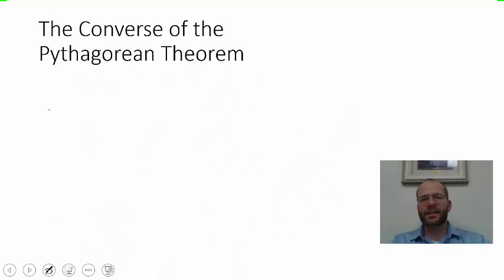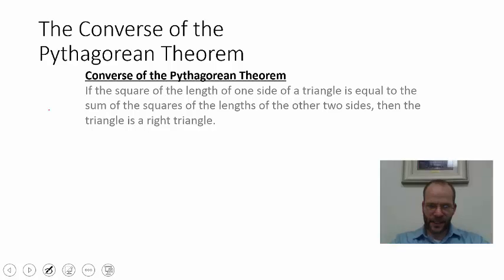The last thing we need to look at is called the converse of the Pythagorean theorem. And the converse of the Pythagorean theorem helps us answer the question, are we looking at a right triangle? The converse says that if the square of the length of one side of a triangle is equal to the sum of the squares of the lengths of the other two sides, then the triangle is a right triangle.